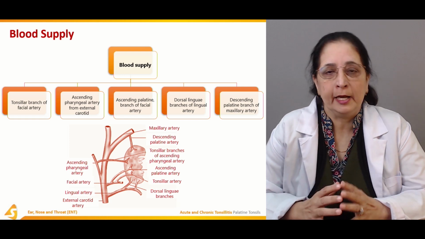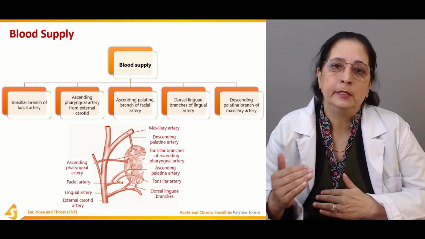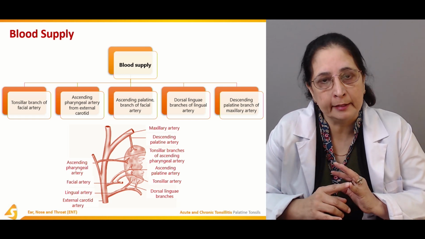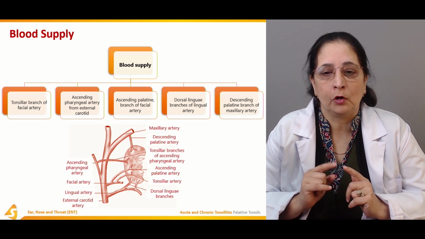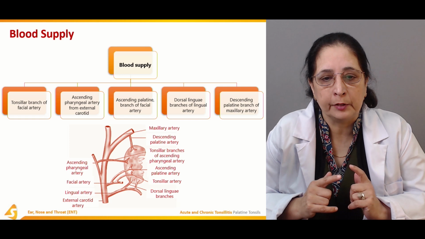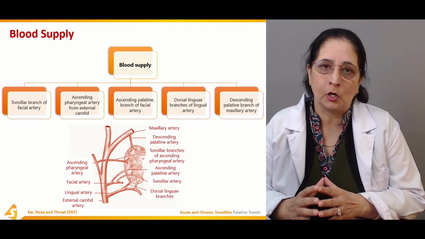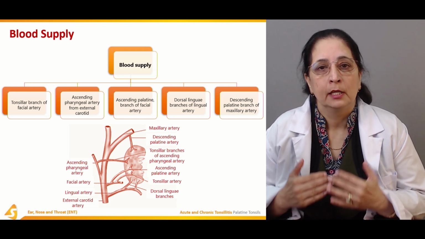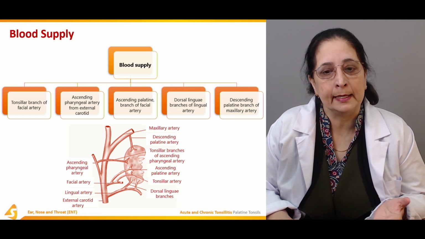So the main arteries, remember, that give the branches to supply the tonsil are the maxillary artery, facial artery, external carotid, and the lingual artery. And the facial artery gives two branches to the tonsils, and the other three give one branch that supplies the blood to the tonsil or palatine tonsil.